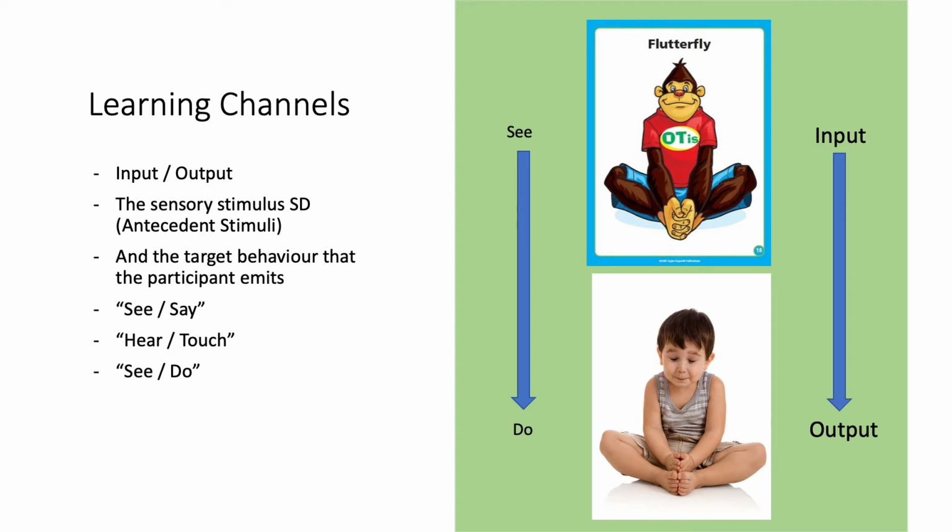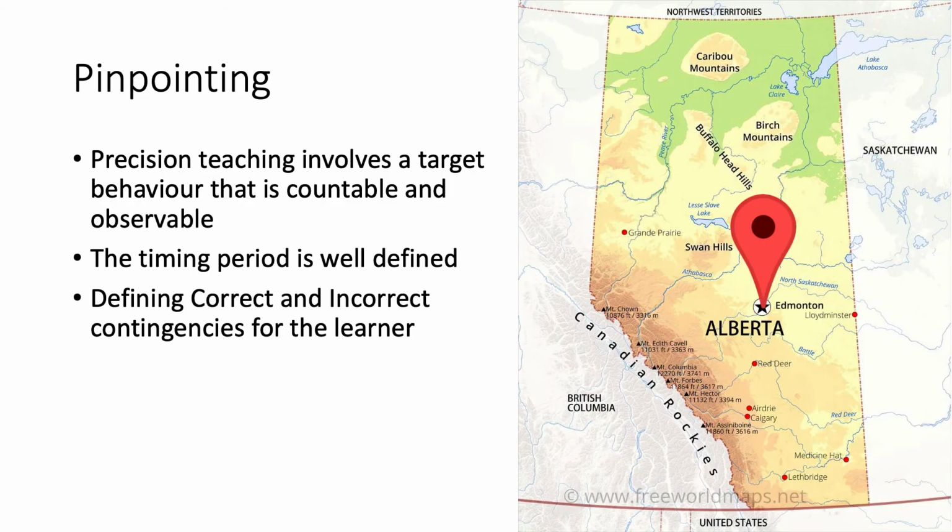It's basically the antecedent stimuli that sets the discriminative stimulus for the action or behavior that the person's going to emit. So in the example here, you've got the Yogorilla card that says Flutterfly. The client sees that card and then does the action that's printed on that card. So we're going to be using See-Say as our learning channel.